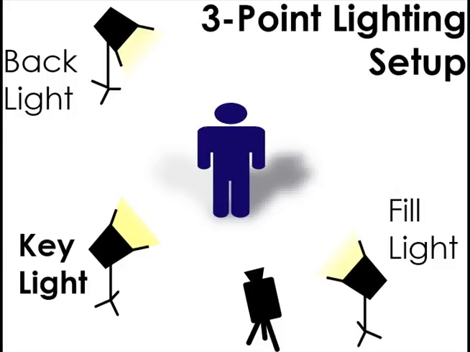The fill light is the secondary light and is placed on the opposite side of the key light. It is used to fill the shadows created by the key, and the fill will usually be softer and less bright than the key.